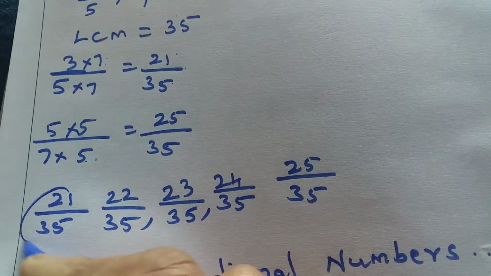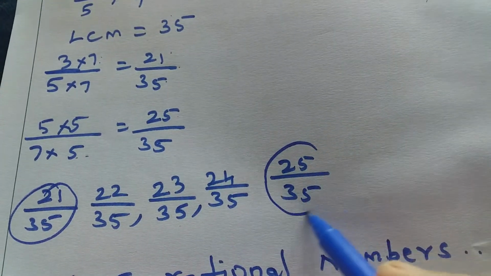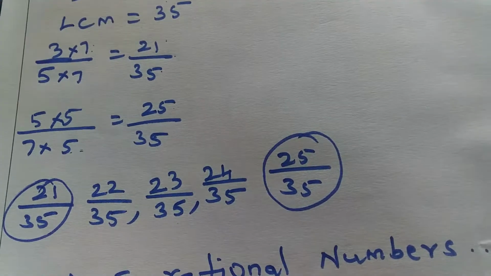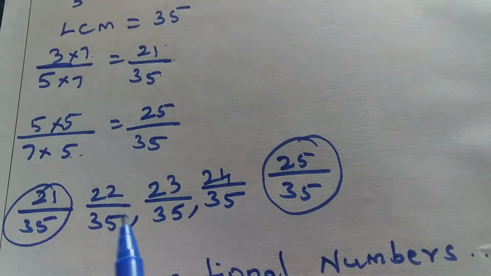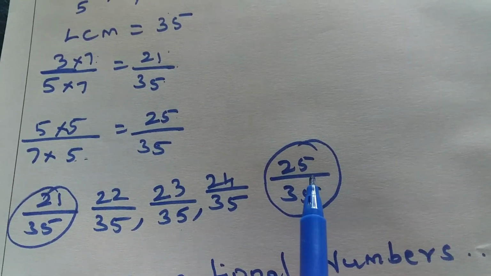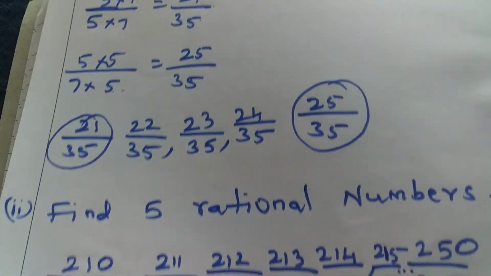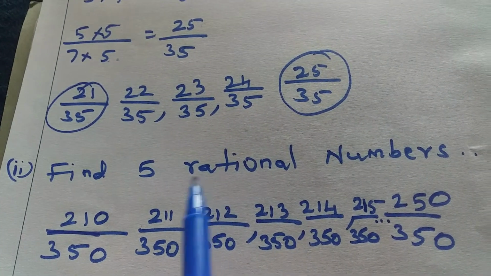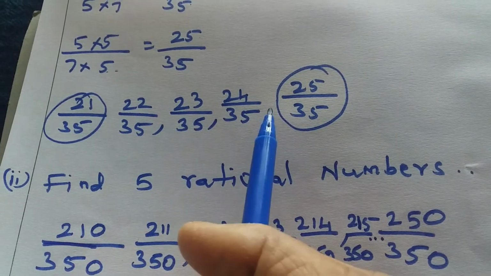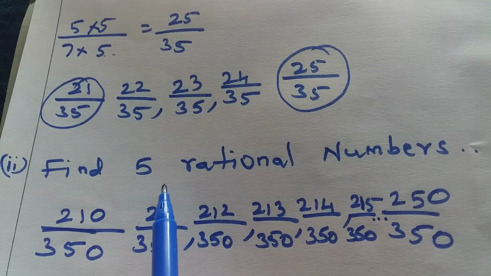So how many numbers are there between 21 by 35 and 25 by 35? We have 22, 23, 24 by 35. Now the question, are there only these three rational numbers between 21 and 25? No, we can find many more, infinite, countless number of rational numbers. Now suppose the question is, find 5 rational numbers. But here as it is, we can find only 3. Now how to find 5 now?